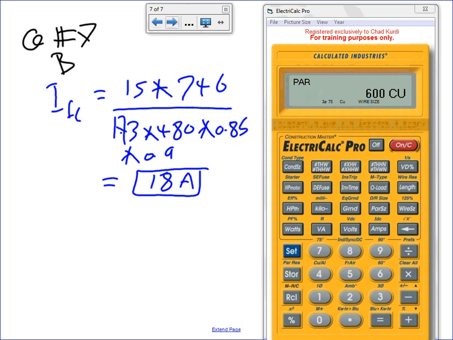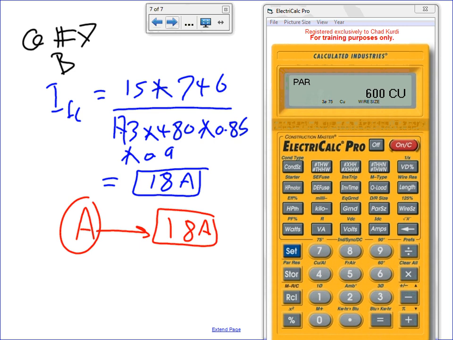So find the full load current of a motor, 3-phase, 480, 15 horsepower, power factor 90, and efficiency is 85. This is for B. If you did an A, your answer should be, my friends, for number 7, should be 18 amps.